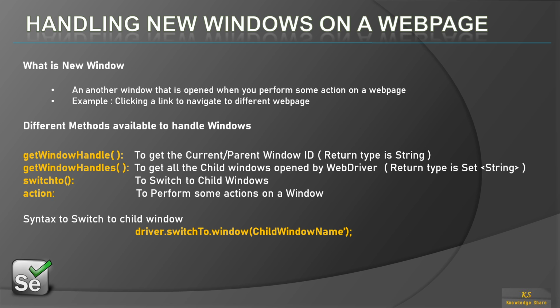If you haven't seen my previous sessions on switching to alerts and frames, I'll give you the link in the description, you can watch there. And actions also we can use to switch to different windows. So this is the syntax that you can use: driver dot switch to dot window of child window name. So let's jump to an example and see how this is handled.